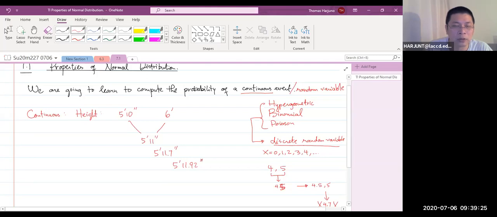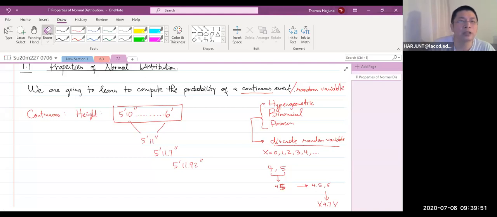Okay, it is possible. Now, so we know that a random variable is continuous when, for any two numbers you pick, any numbers in between can also be outcomes. Then that's continuous.